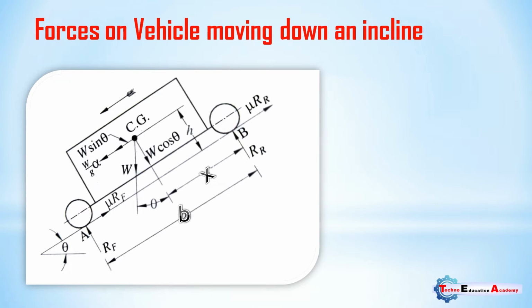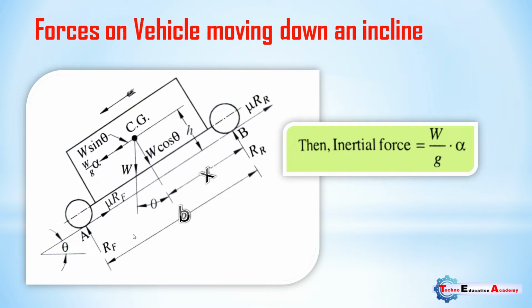Now here you can see the various forces acting on a vehicle moving down an inclined slope of angle theta, where theta is the angle of slope. Then the inertia force: we know that F equal to ma and W equal to mg, so m equal to W by g. Putting m equal to W by g in the force equation, inertia force equals W by g into alpha. Alpha means acceleration.